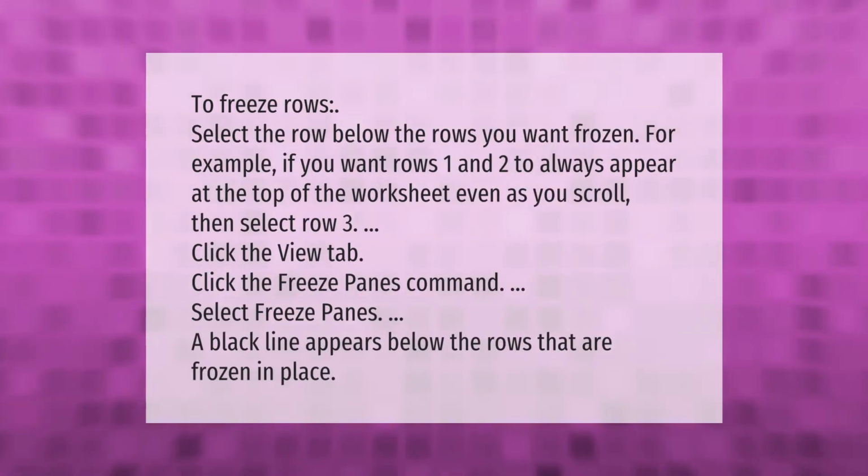To freeze rows, select the row below the rows you want frozen. For example, if you want rows 1 and 2 to always appear at the top of the worksheet even as you scroll, then select row 3. Click the View tab. Click the Freeze Panes command. Select Freeze Panes. A black line appears below the rows that are frozen in place.